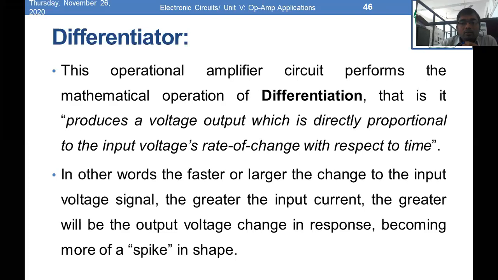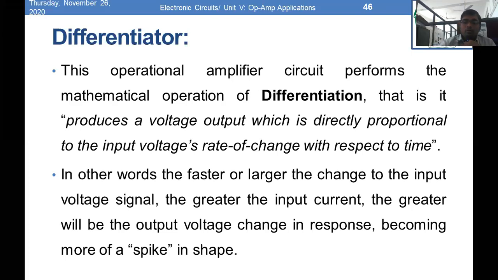Okay. So in other words, you can say the faster or larger the change in the input voltage signal, the greater the input current, and the greater the output voltage change in response, with more spikes in the shape. If there is a square waveform as input, you would get more and more spikes in the output waveform because of the differentiation operation.